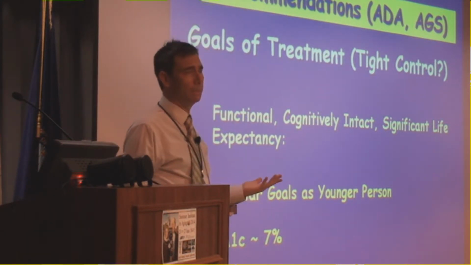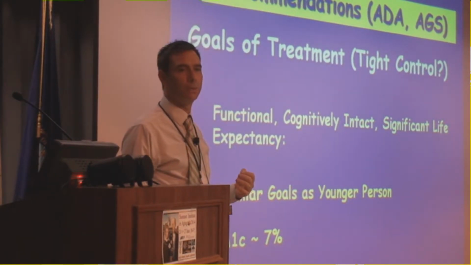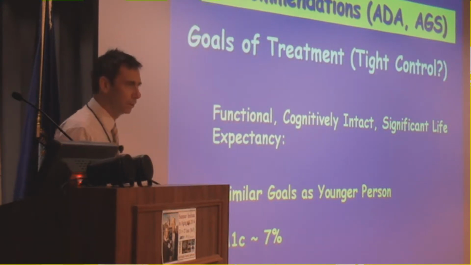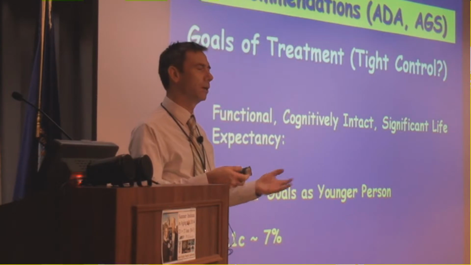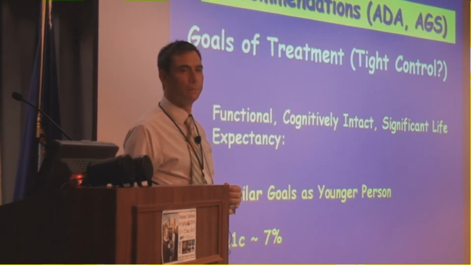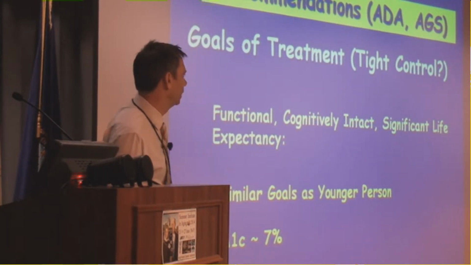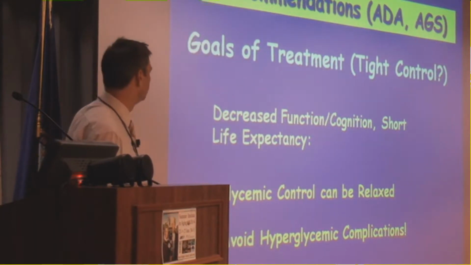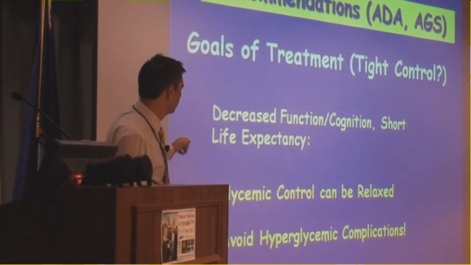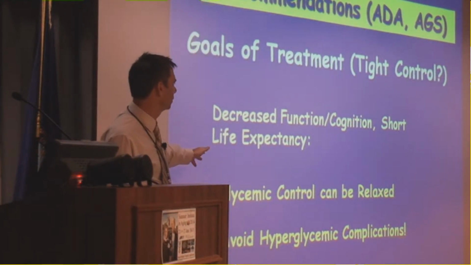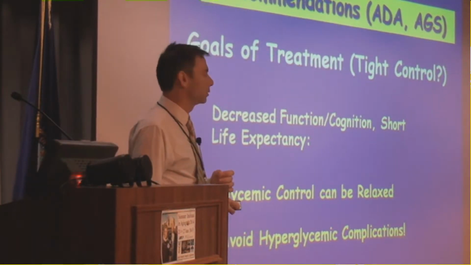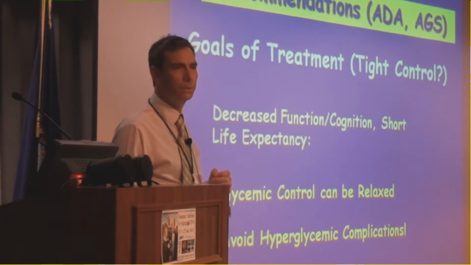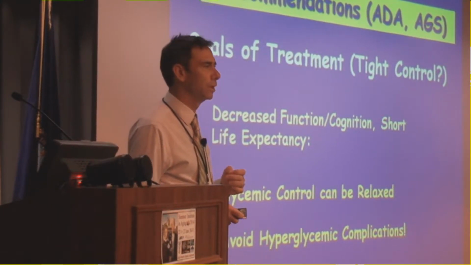The other thing to remember is that these decisions are made along with the patient. So obviously, you want to give them the information and tell them, I think these are the options, and make a decision together. But if a person has very severely decreased function, cognition, and short life expectancy, the glycemic control can be relaxed. They don't need an A1C of 6 or 6.5.